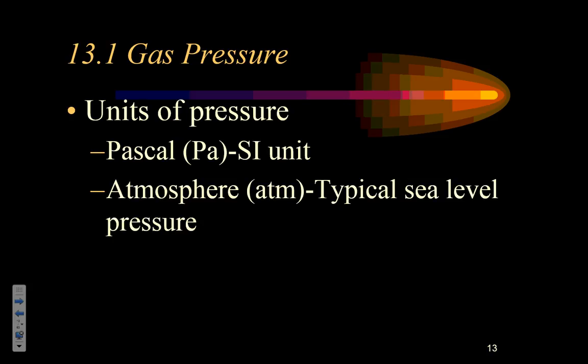Another type of pressure we're going to see is atmospheric pressure, and that's typical sea level pressure. And this is a really common, easy one to understand. So if someone says, well, the pressure is 1.2 atmospheres, you know that's a little bit above normal atmospheric pressure. 2 atmospheres of pressure, well, that would be double atmospheric pressure. So atmospheres is another common unit.